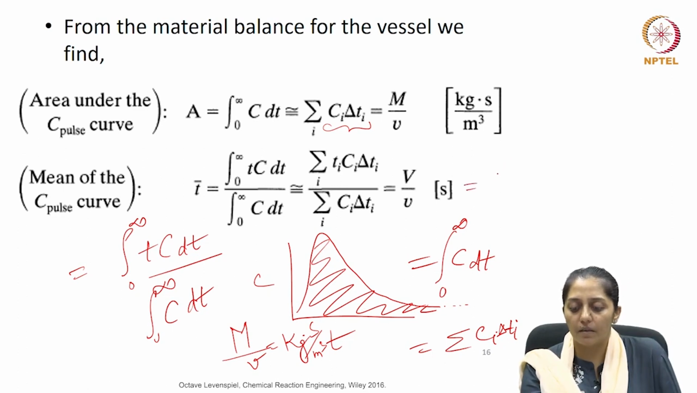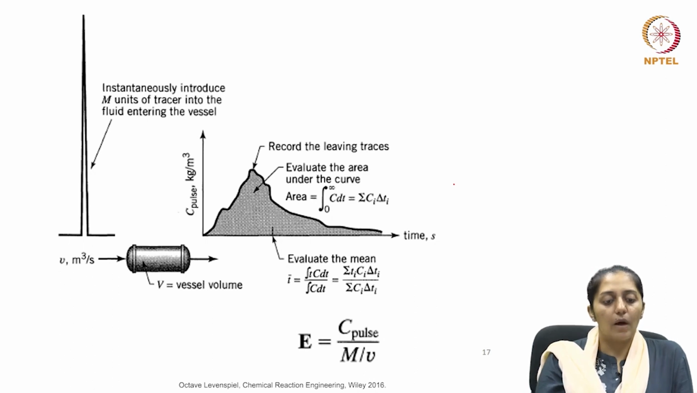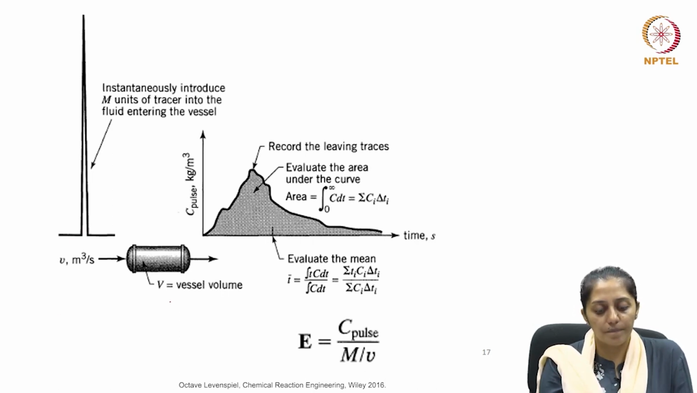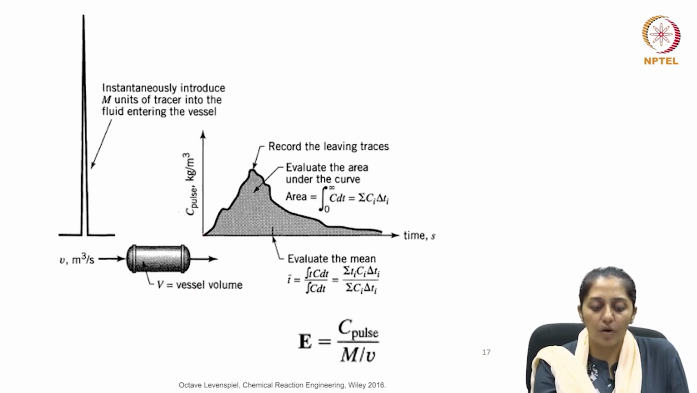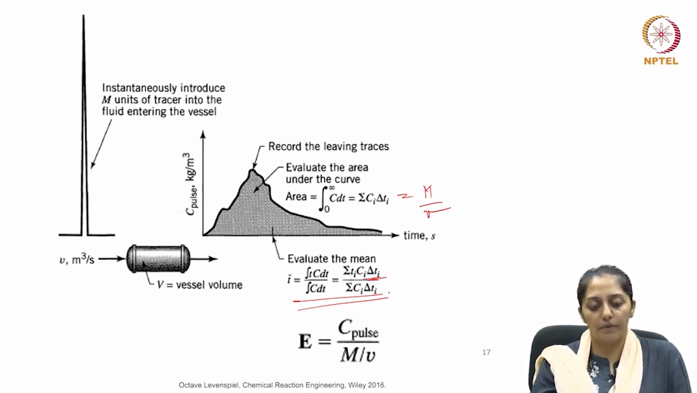We now know it is F by V inverse, which is V by F, volume over small v, the volumetric flow rate. Now, as m amount of tracer is instantaneously introduced into the fluid entering the vessel, when we start noting down the concentration, it will rise to a value and then start decreasing because of the subsequent dilution by the incoming stream. This area under the curve is nothing but m by small v, and the mean residence time can be given as the summation of delta Ti Ci dt by Ci delta t. So your E curve can be obtained from the C pulse curve.